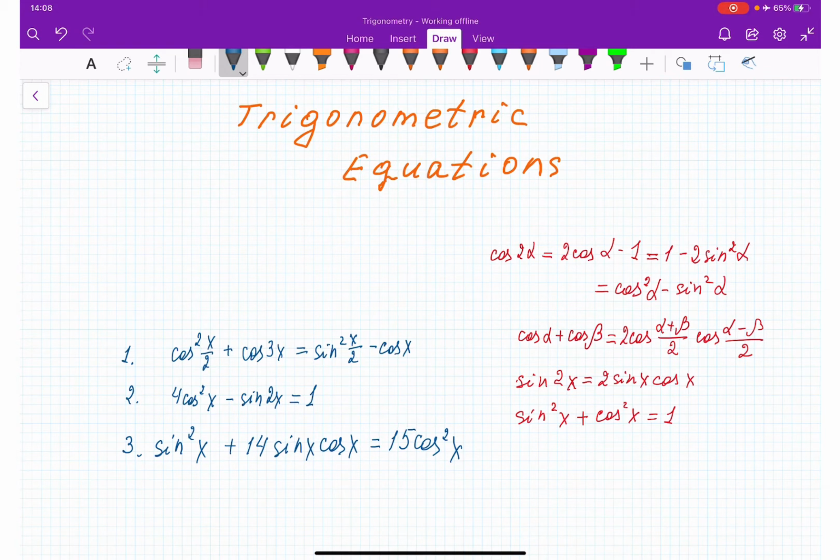Okay, the trig equations. Let's solve the next set of trigonometric equations. Practice some more because it's an important topic. It's used in integrals, in differential equations, in derivatives. You just name it, in higher level math and trigonometry.